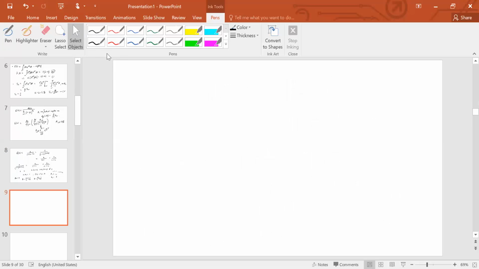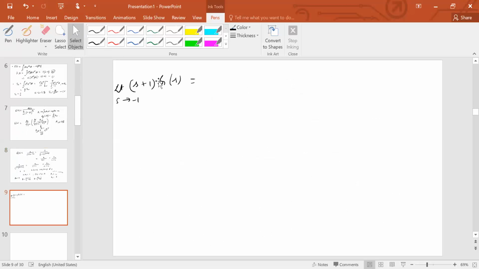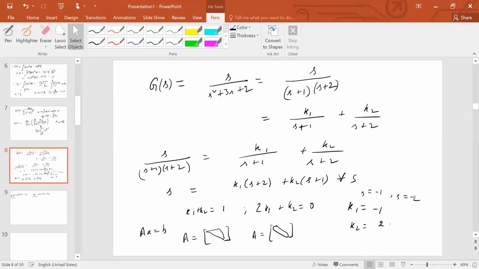So to summarize, if you had just taken (s plus 1) times G(s) and let the limit s tending to -1, then you would have obtained your k1. And by the same token, if you had taken s tending to -2, (s plus 2) G(s) is equal to k2. So you can do this, or again, as I said, I repeat, you can always equate the coefficients and get back to the fundamentals.